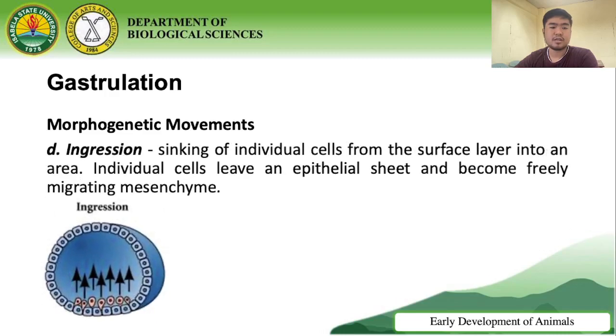And after that, yung ingression. Okay? It is the sinking of individual cells from the surface layer into an area. So, this time, may migration na nangyayari. So, individual cells leave the epithelial sheet and become freely migrating mesenchyme. So, after ng involution, okay, nabuo na natin ang 3 layers. So, magkakaroon naman tayo ng ingression wherein some of the cells will leave yung epithelial sheet. Okay, they migrate into other areas of the developing embryo.